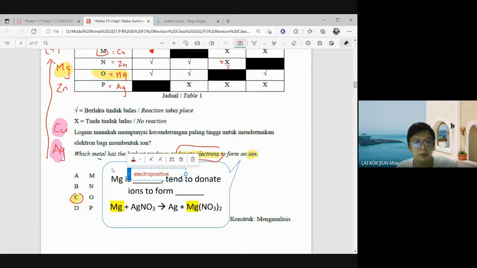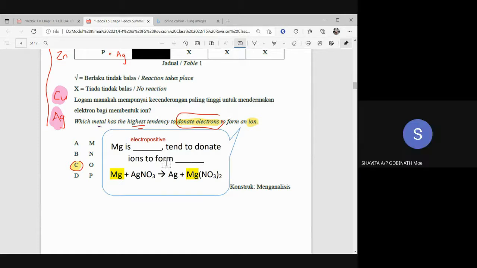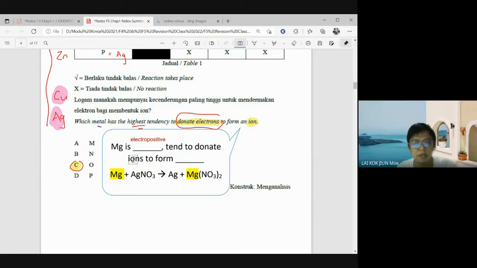Sudah boleh jawab essay juga. That's why all these objective, I want you to know their explanation. Kenapa dia macam ini? So, Sharita, magnesium is electropositive, tends to donate what? Electrons. Donate electrons. So, thank you. How you know? This is my mistake. Sorry. Salah typing. Donate electron is correct.